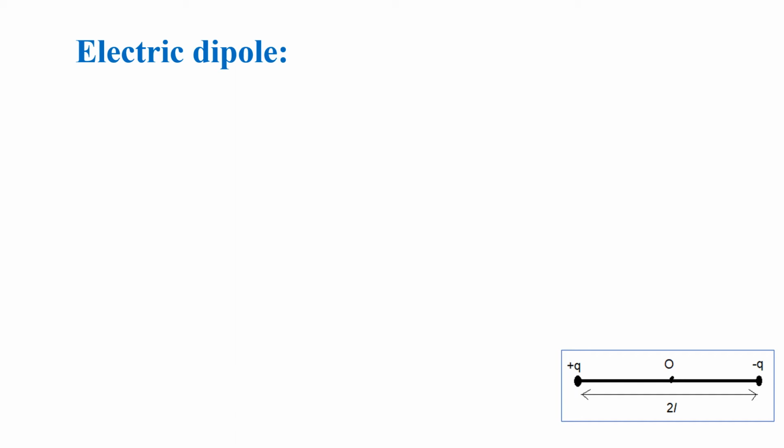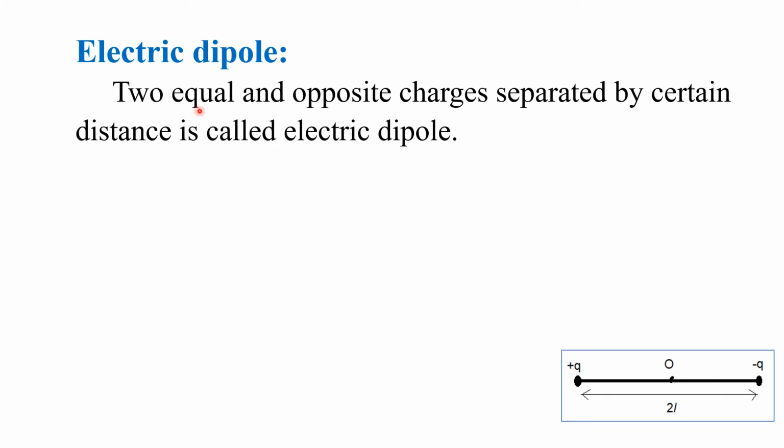In this article, we will define electric dipole and electric dipole moment. What is an electric dipole? Two equal and opposite charges separated by a certain distance is called an electric dipole.